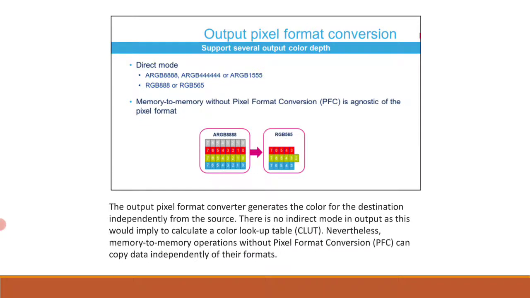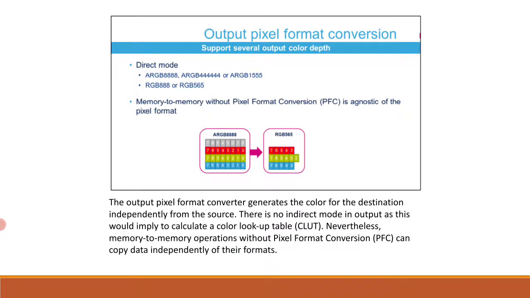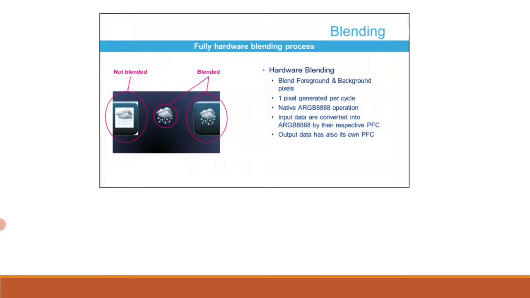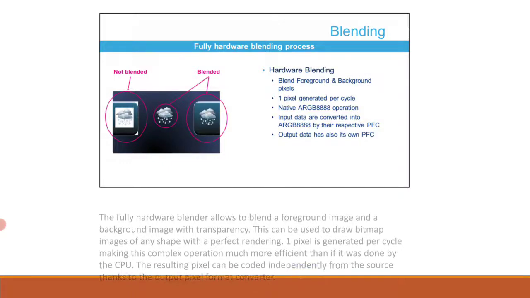So after this we'll talk about blending. The fully hardware blender allows blending a foreground image and a background image with transparency. Here you can see in this figure. This can be used to draw bitmap images of any shape with a perfect rendering. One pixel is generated per cycle, making this complex operation much more efficient than if it was done by the CPU. The resulting pixel can be coded independently from the source thanks to the output pixel format converter. We discussed it.